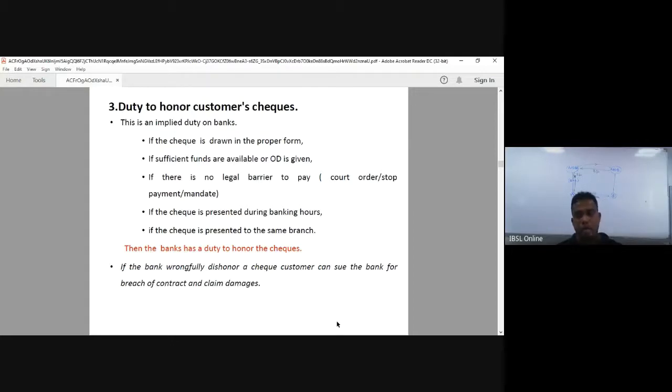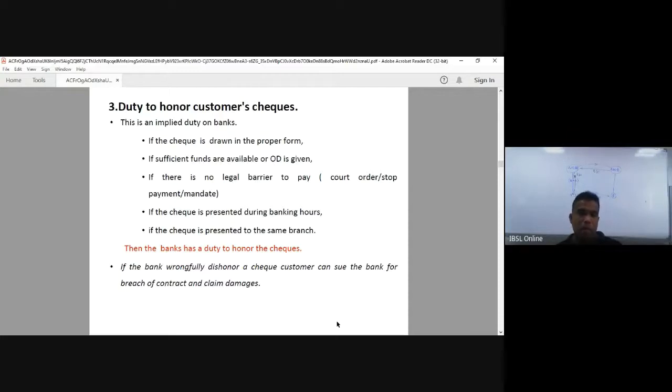That is number one. So for example, the amount differs, or the signature does not tally, or he has not signed, or the date is not written. In a situation like that, the check is not complete, so the check is not drawn in the proper form. Then the bank cannot pay or collect. So the first condition is that it has to be written in the proper form.